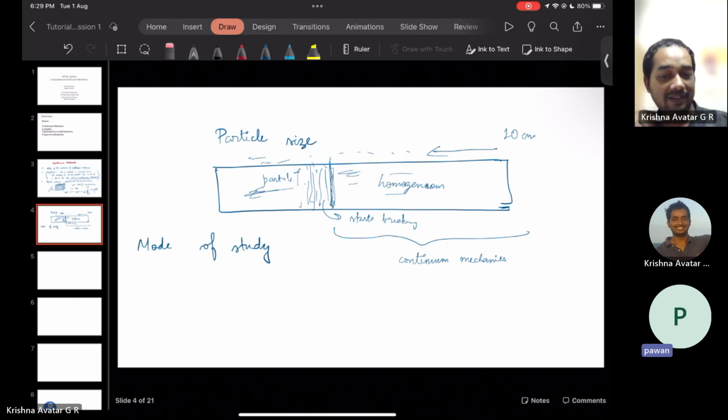Whatever we do for metals, that thing only we are doing. So nothing great we are doing for nonlinear. So that is my expectation from this course.